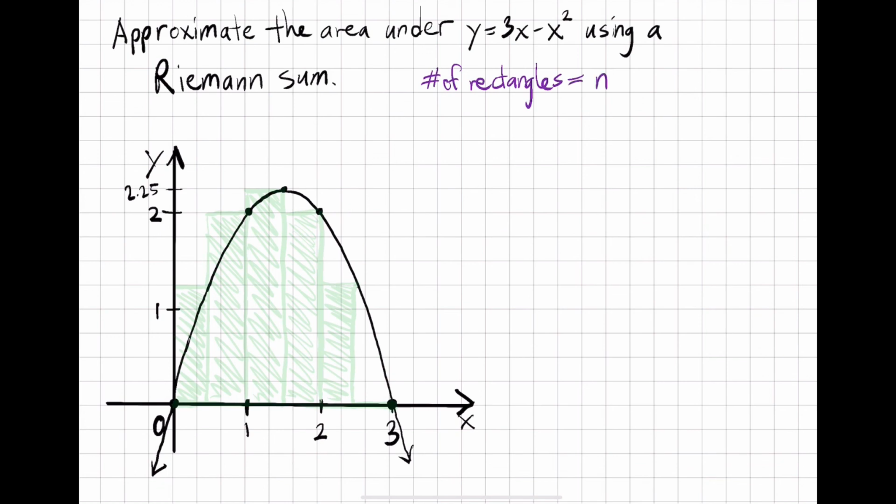Let's say that n is the number of rectangles, and it's a lot of them. What would be our delta x, the width of each of those rectangles then? Our delta x is always going to be the width of our entire interval, which is 3, divided by n. If n is really big, then delta x is very small.